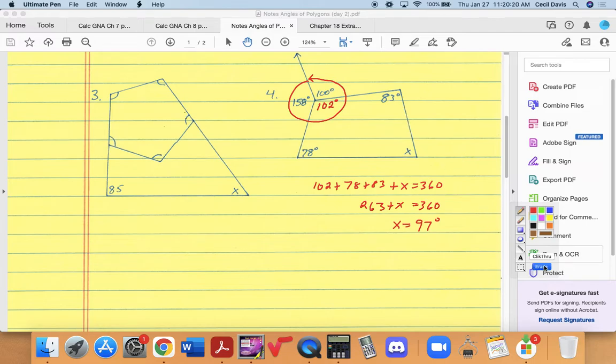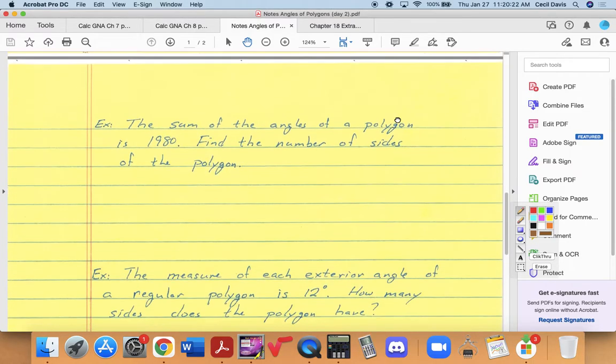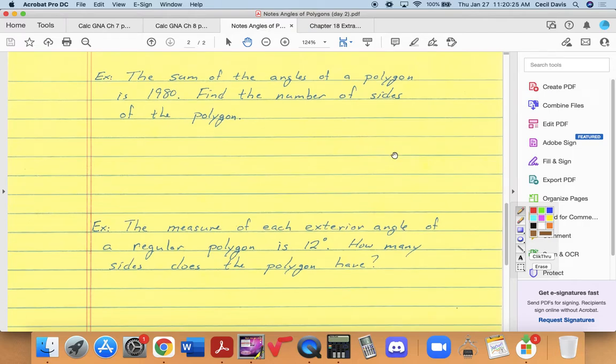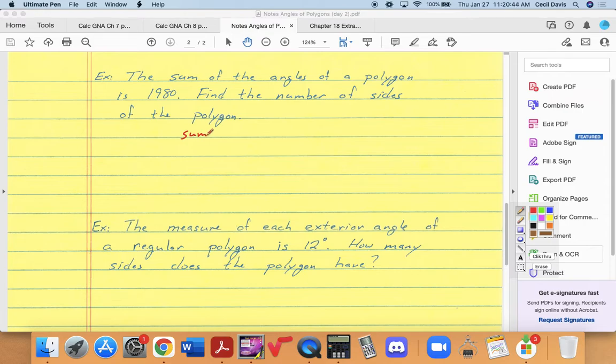All right, the other thing we're going to do are some examples where you're given information and asked about the number of sides. We didn't do any examples of these earlier, but you had some homework problems on it. Most of you figured it out, but I figured I'd get some into your notes. The sum of the angles of a polygon is 1,980. Find the number of sides of the polygon. Well, we know the formula says the sum of the angles is equal to n minus 2 times 180. So 1,980 is equal to n minus 2 times 180.